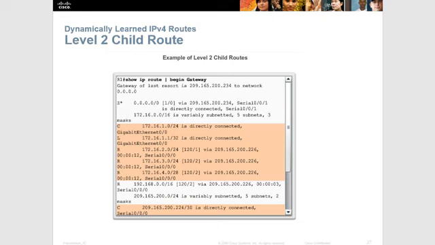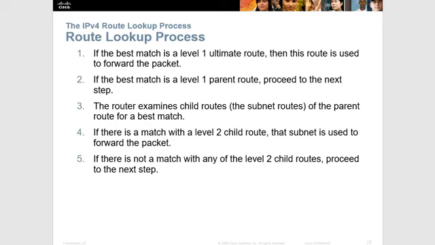So you've got level 1, level 2 child, ultimate, parent routes. How does the router look for the best route through your routing table? So let's take a look at that next.